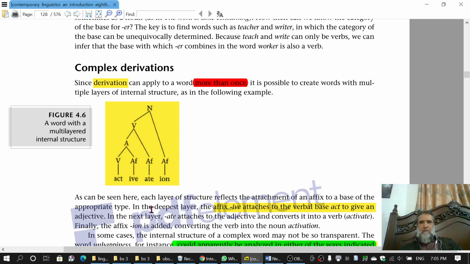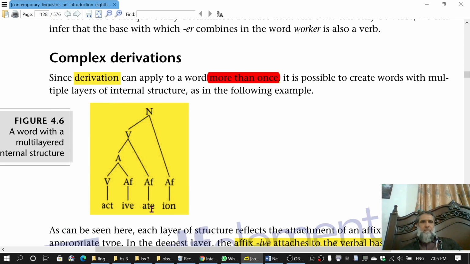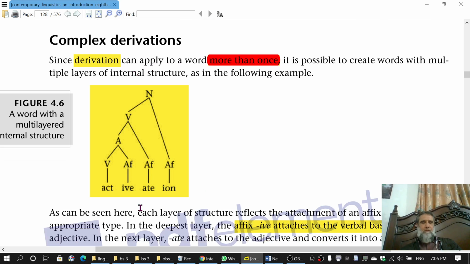So the topic for today is the complex derivation, and in complex derivation we will learn that this process of affixation, that is adding affixes with the bases or with the roots, can be applied more than once. For example, if we take this word act, which is a verb, and we add ive with it, this verb is changed to adjective, active, and this is one process. It can be done more than once.